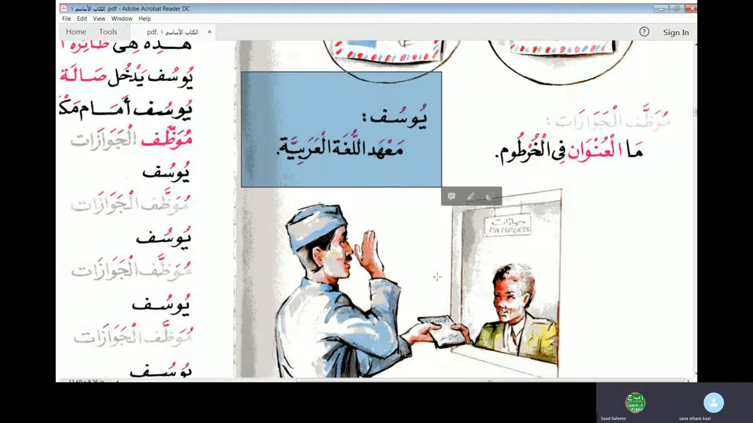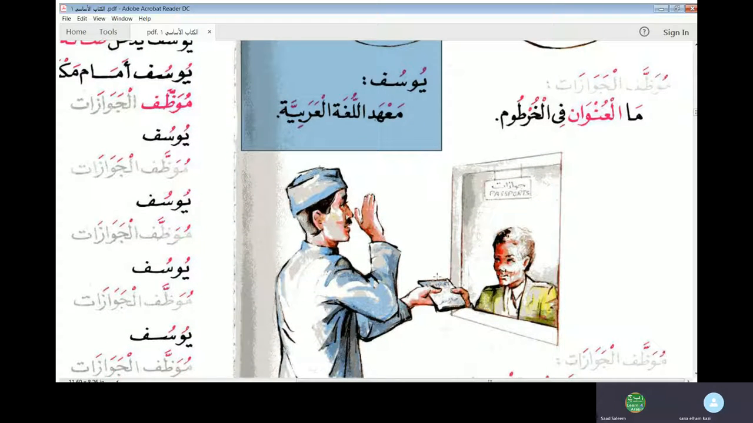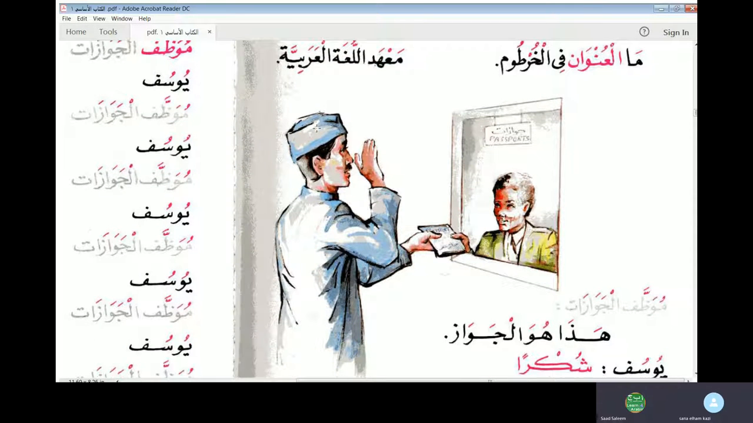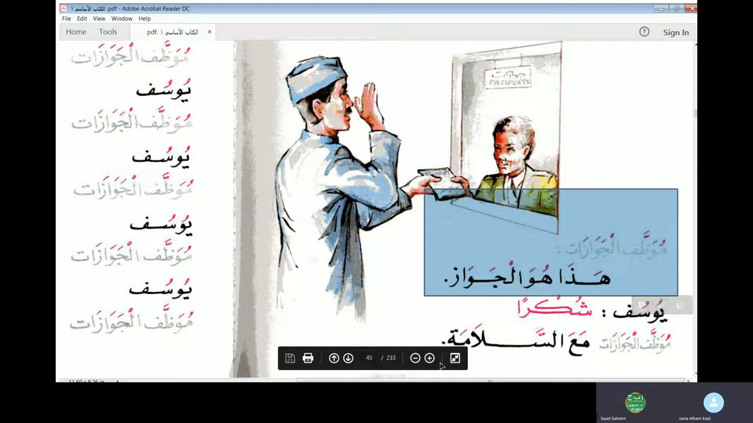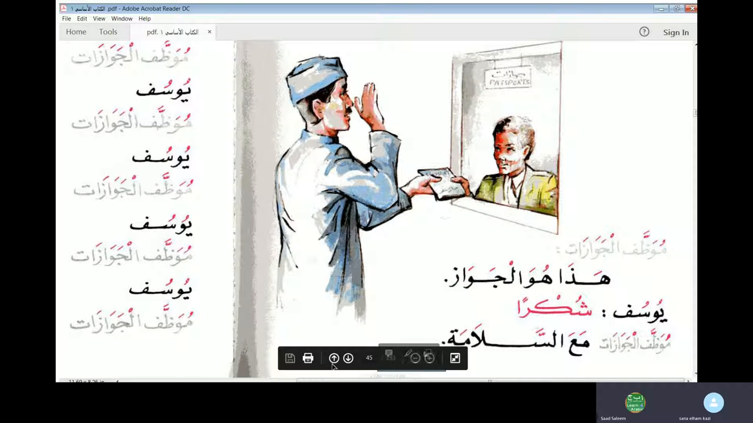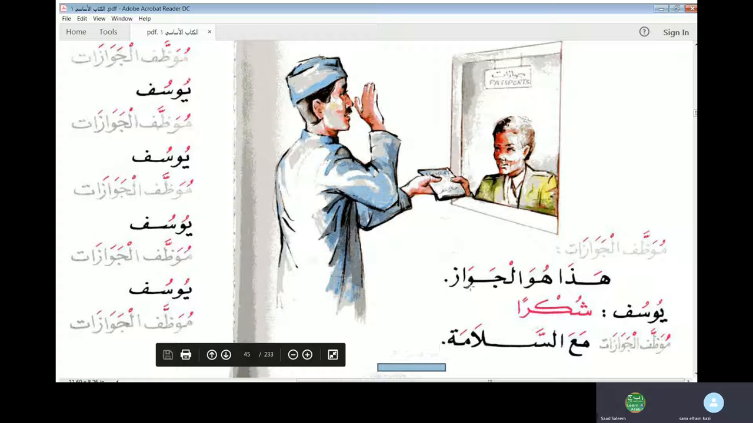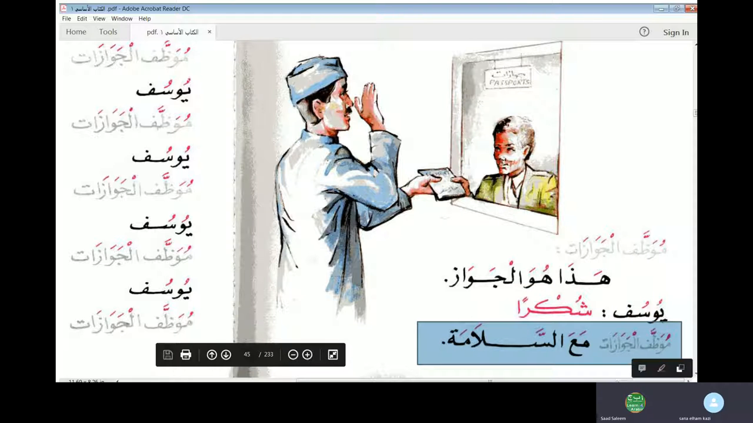Okay, Yusuf. Department of Arabic Language, Institute of Arabic Language. Haza huwal jawaz. Here it is, this is the passport. Okay. Yes, Yusuf. Shukran, thanks. Ma'a salama, goodbye.